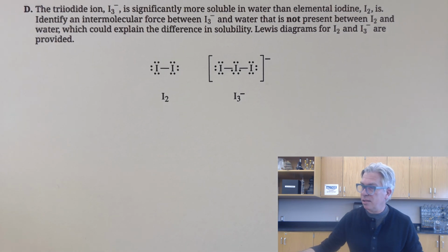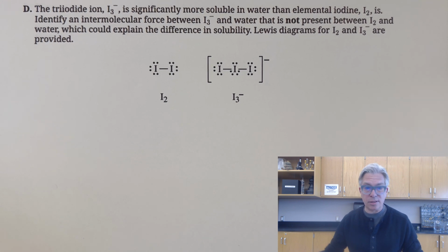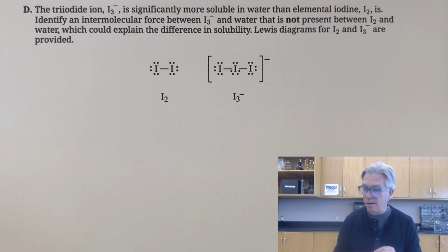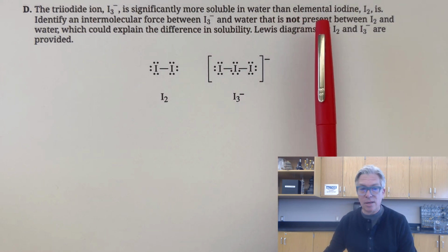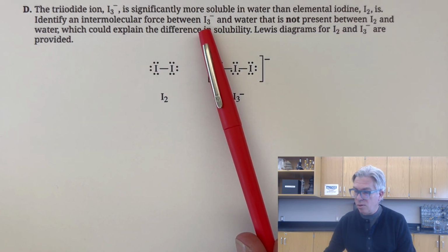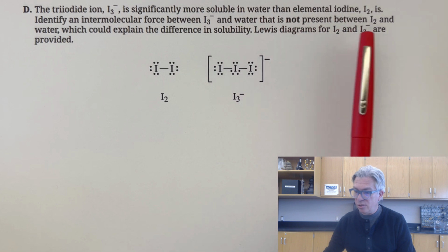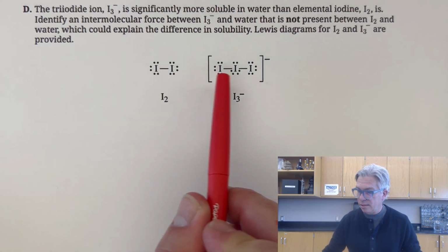And finally, the last question, part D of this FRQ, gets into intermolecular forces. So in case we hadn't had enough yet. The triiodide ion I3 minus is significantly more soluble in water than elemental iodine is. Identify an intermolecular force between I3 minus and water that is not present between I2 and water, which could explain the difference in solubility. Lewis diagrams are provided, which is kind of nice. We don't have to do those. So we've got this and this.